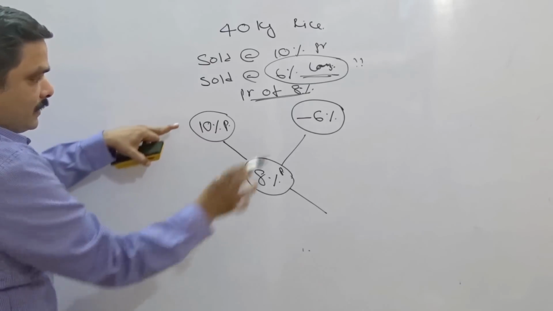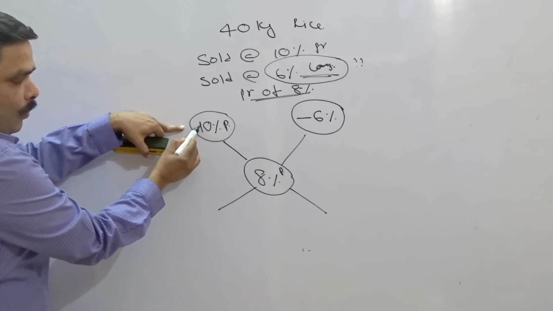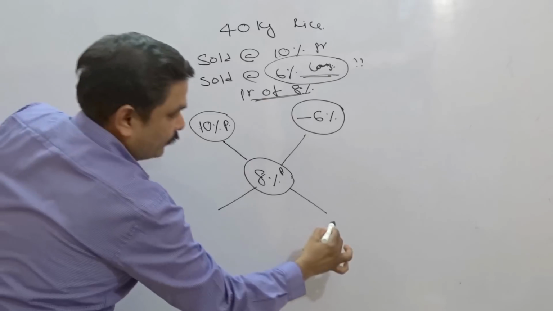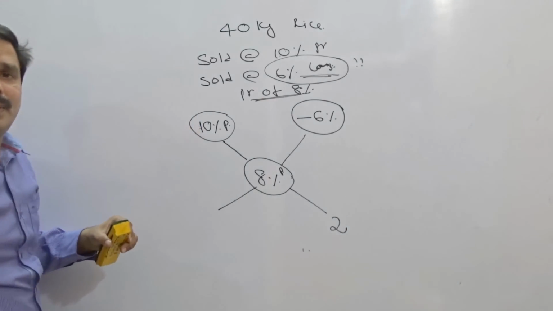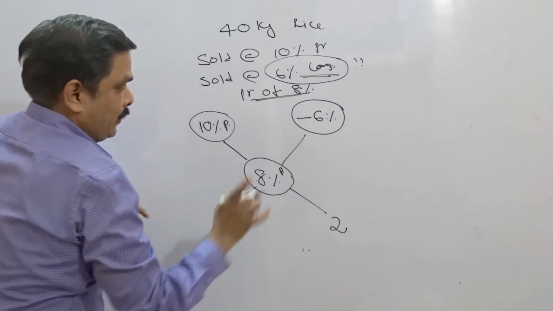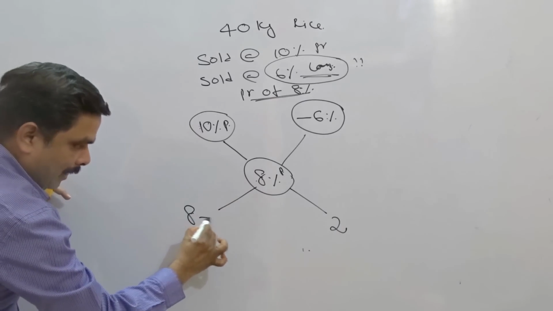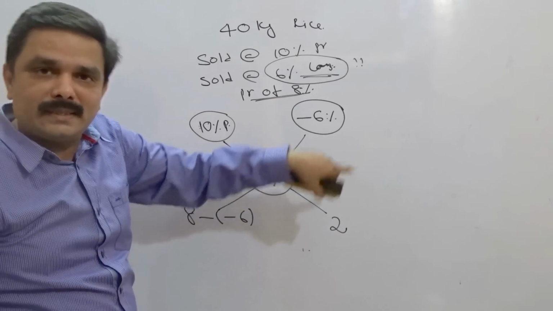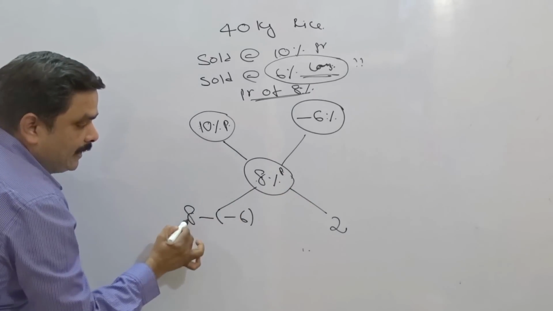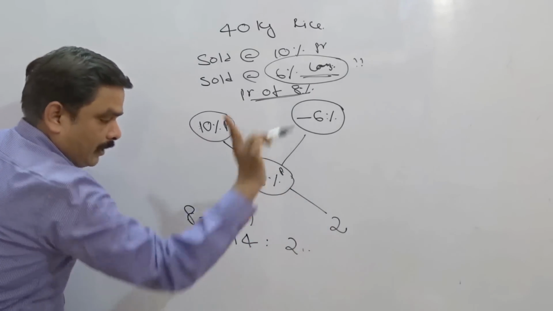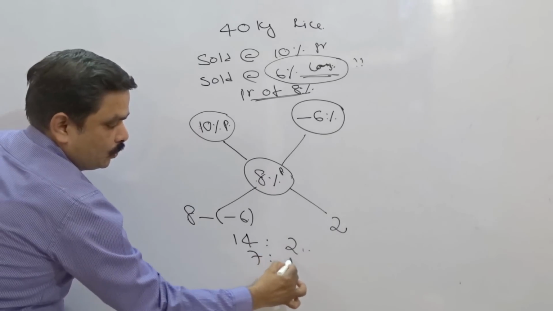The rule is like this. It should be the dearer one, the more value, minus the mean value: 10 minus 8. This is 2. Then after that, it should be 8 minus this value, that will become 8 minus minus 6. Now it is 8 plus 6, 14. And this is 2. The ratio should be 7 is to 1.